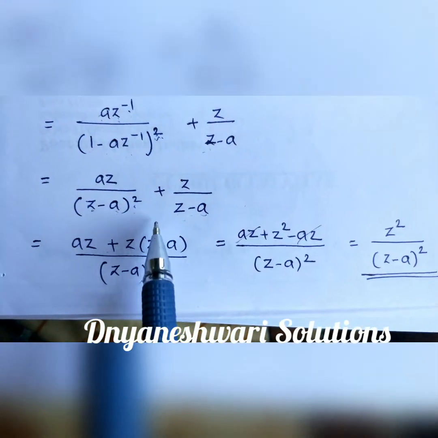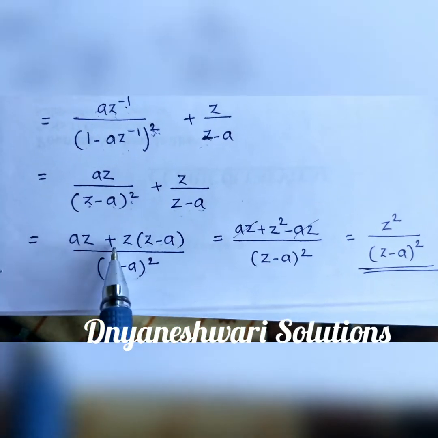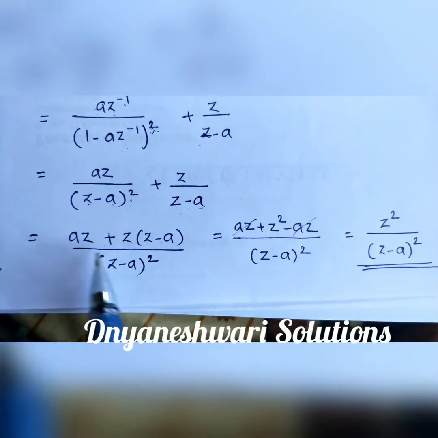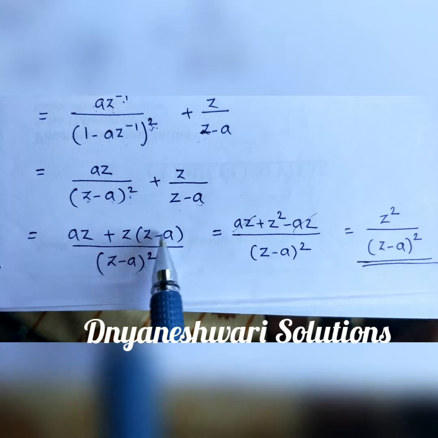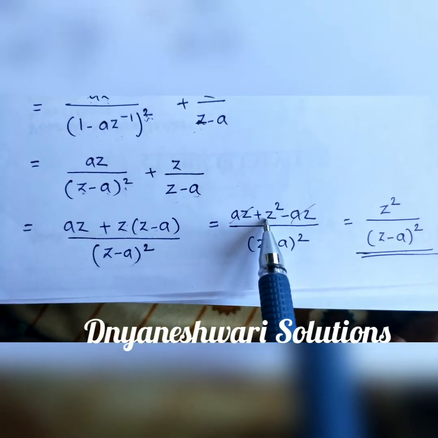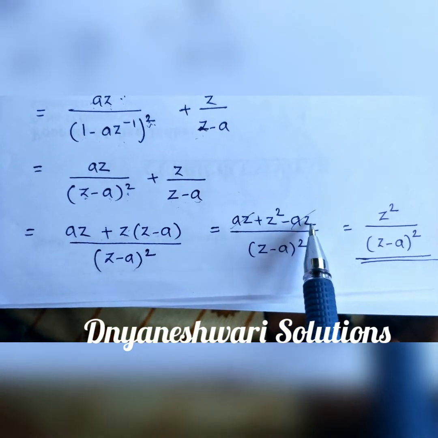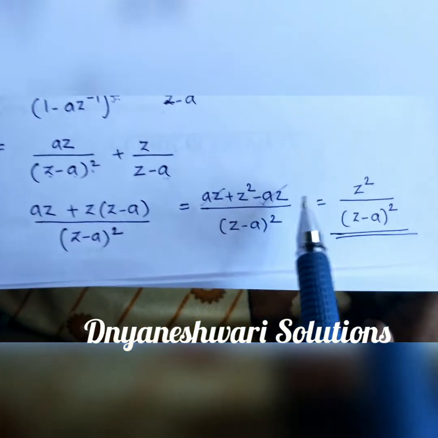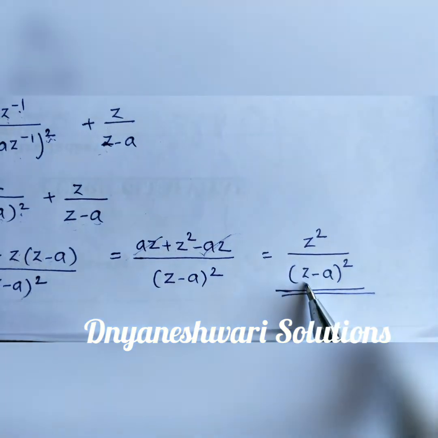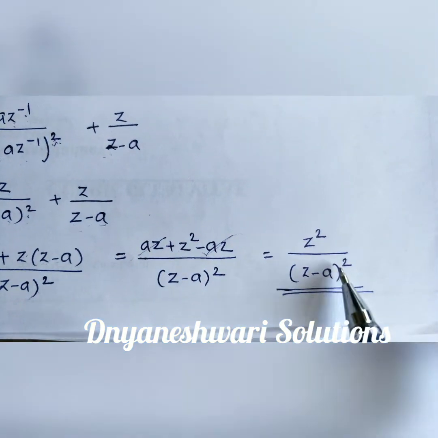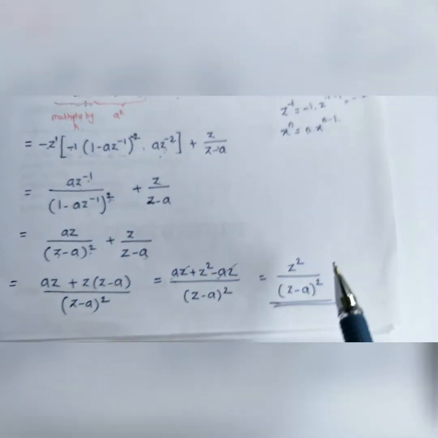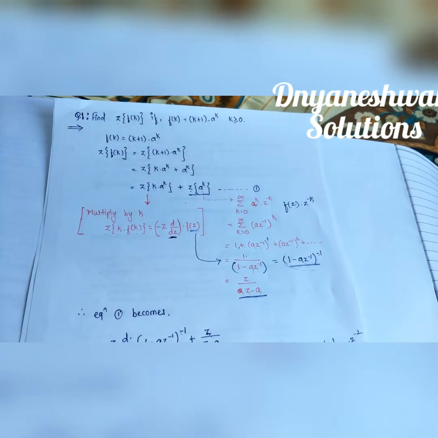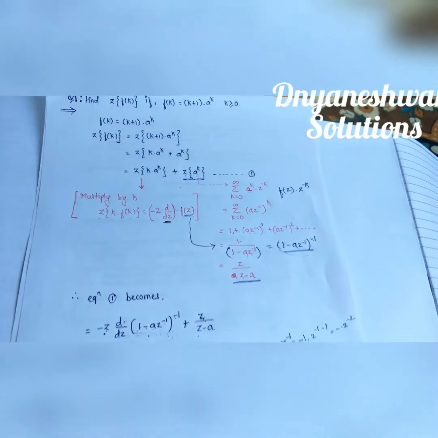By using the LCM method, we will get az plus z in bracket z minus a upon this term. Multiply z with each term: z into z is z square, z into a is az. Cancel plus az and minus az. So the final answer becomes z square upon (z minus a) square. This is our final answer for the Z transform of (k plus 1) into a raised to k.